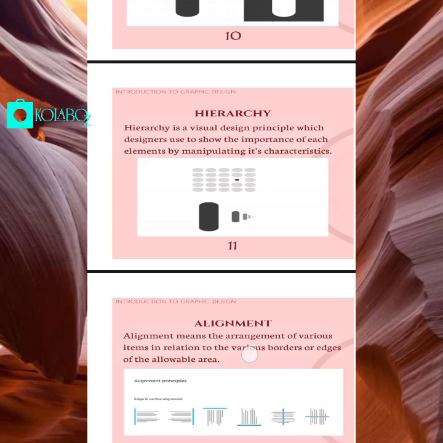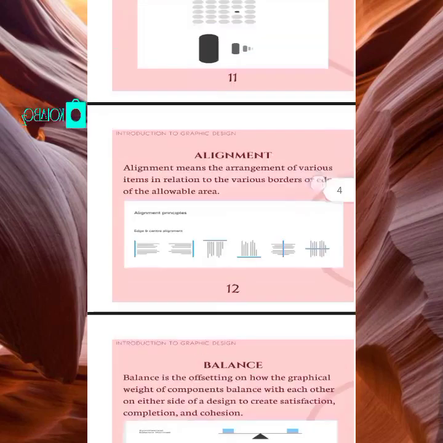So alignment is the arrangement of various items in relation to the various borders or edges of the allowable area. So this is one alignment, you know. The alignment can be at the edge, and the rest. So this is alignment.